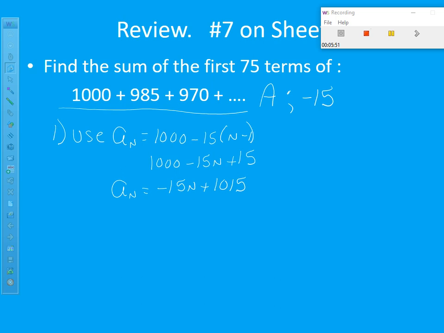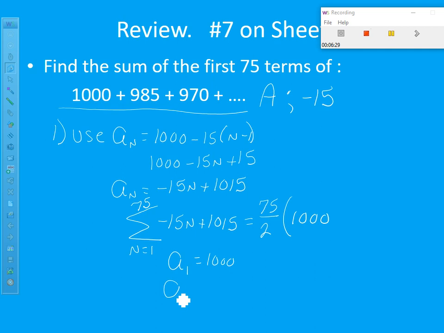The reason I need that formula is that the formula we just used, the arithmetic series, only works if it's written like this. So I need to sum up the first 75 terms of the sequence that goes negative 15n plus 1,015. Now to get my answer, 75 divided by 2. I need to plug in 1 to get the first term. Negative 15 times 1 is negative 15 plus 1,015 is 1,000.